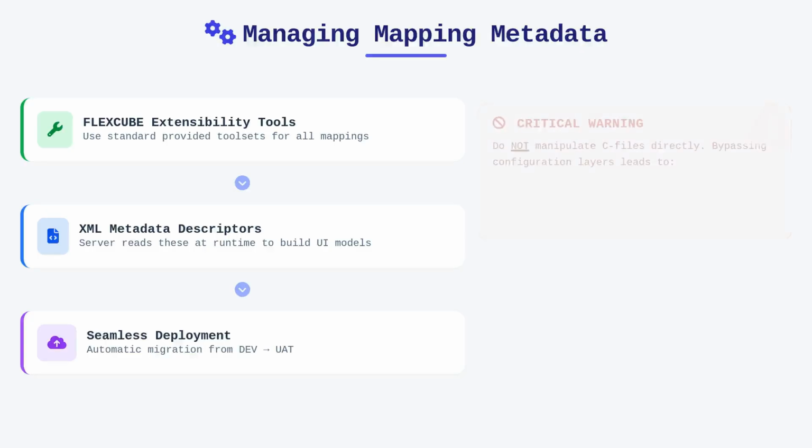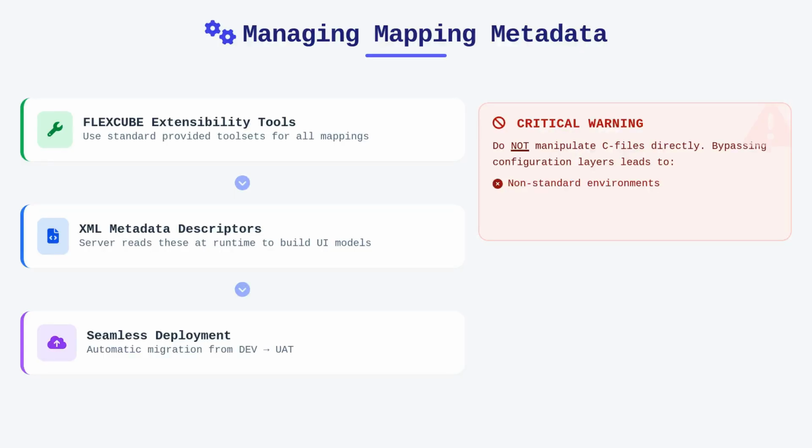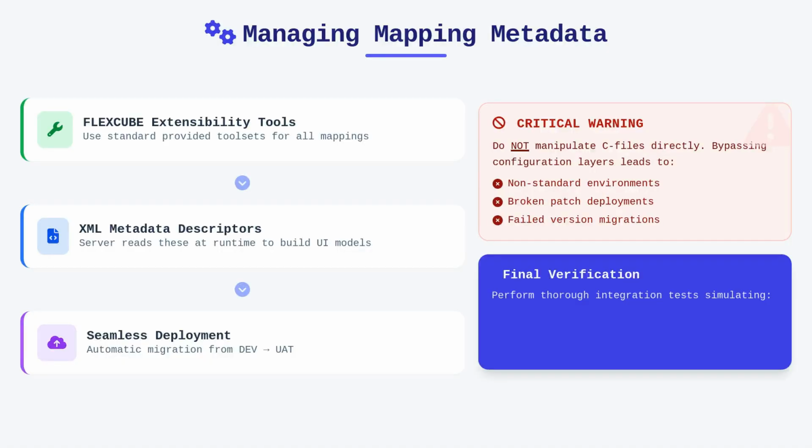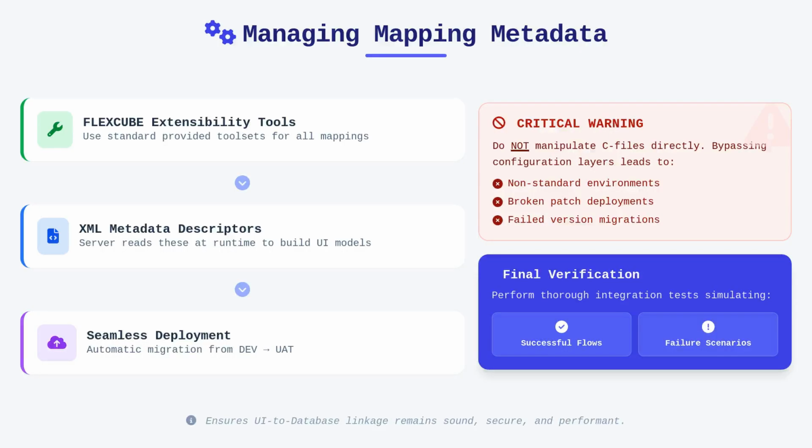If you bypass these configuration layers, you risk creating a non-standard environment that will likely break during the next patch deployment or version migration. Always verify your mappings by performing thorough integration tests that simulate both successful transactional flows and expected failure scenarios. This ensures that the linkage between your UI screens and the database remains sound, secure, and performant throughout the operational life of the banking application.